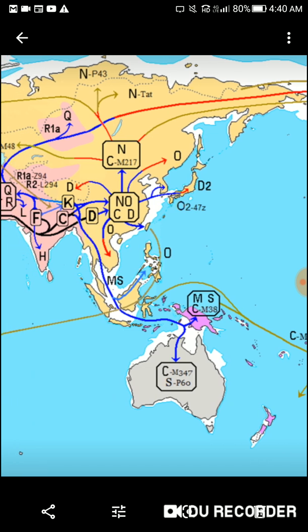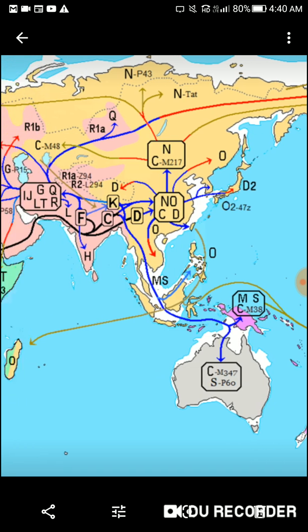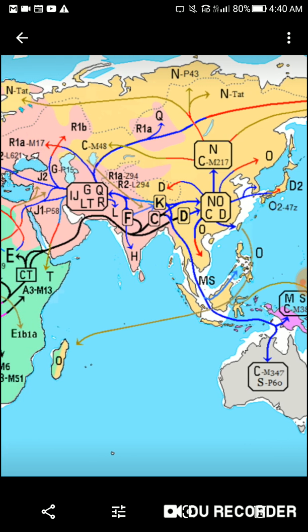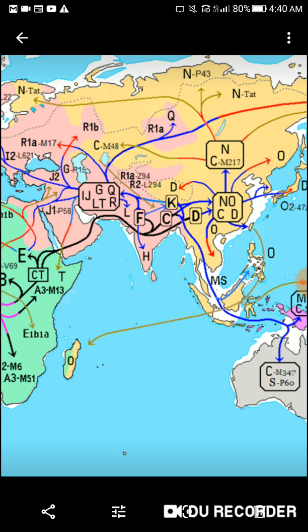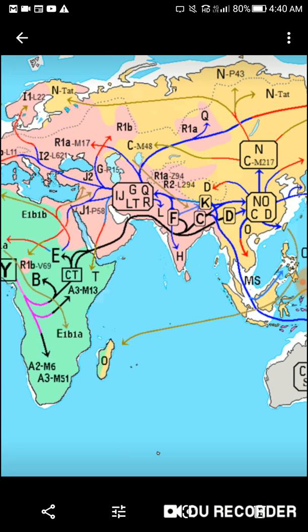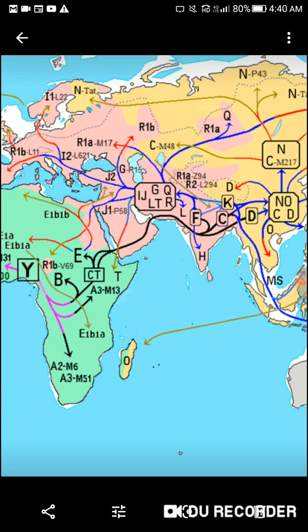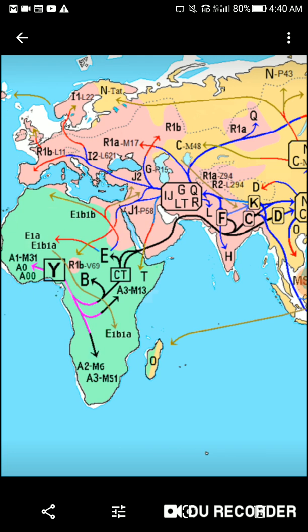Once again, you have Ammon in Japan with the fake version of Caucasian Asian people, O2, right there. You have some more D's, some more C's. Ammon and Moab together. In this map, you have the F in the right region of India.